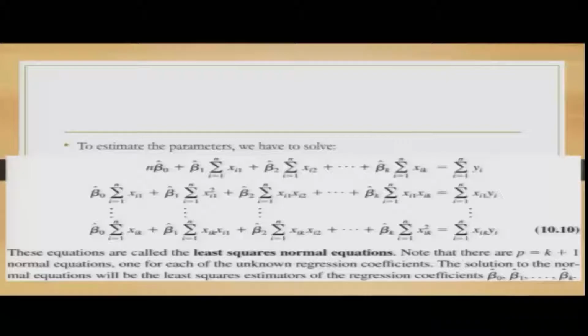So, to estimate the parameters, if you differentiate with respect to the betas, what we have is a set of equations. If there are beta naught to beta k, you will have k plus 1 betas, and so k plus 1 equations, with partial derivatives put to 0. Based on that, you can find the values of beta naught hat, beta 1 hat, beta 2 hat till beta k hat. So, this is what we have.